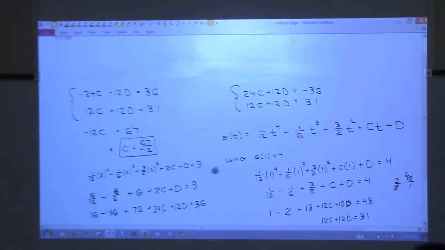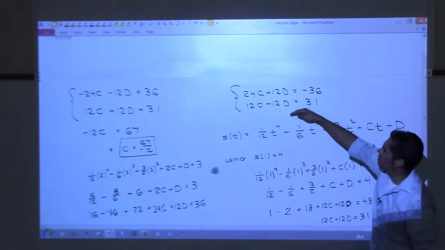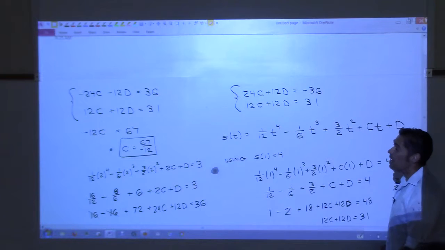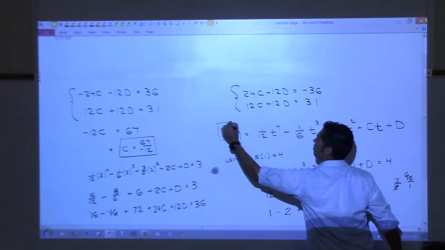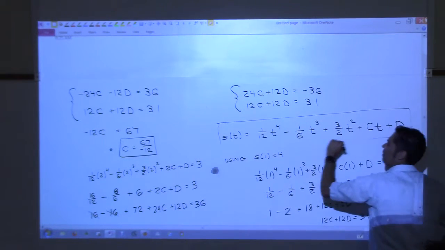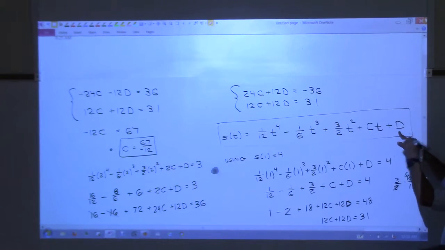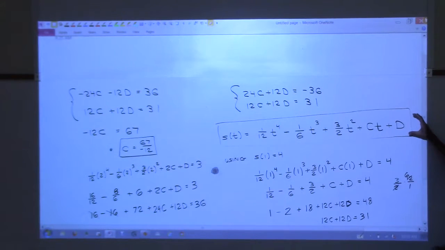How do you get D? Plug C into any of these, into either one of these. You think you could do that on your own? Yeah? Okay. So your final answer will be this right here, with C replaced with negative 67 over 12, and then D replaced with whatever you get when you solve for D. And that would be your function.